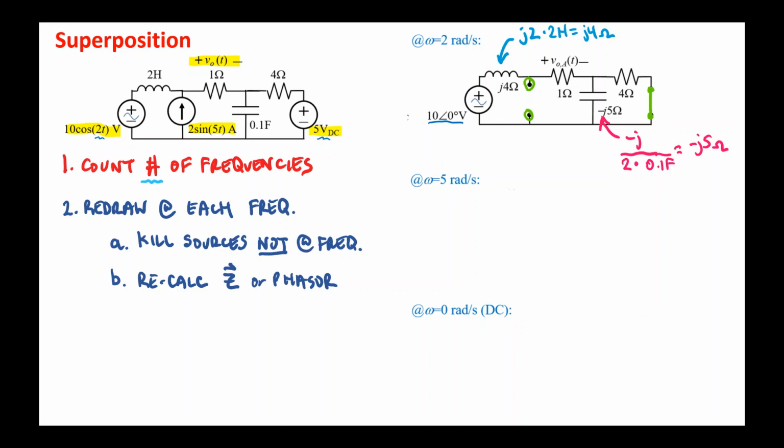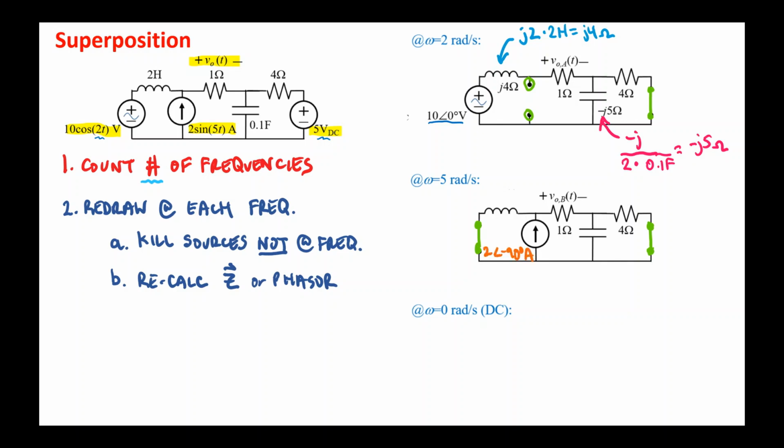The reason we highlight that you need to recalculate the impedance and the phasors for each frequency in the circuit is that the circuit will look different at each frequency. Consider the omega equals 5 radians per second circuit. Here I've not only changed the source that is active, I've killed the voltage source on the left and the voltage source on the right and kept the current source.